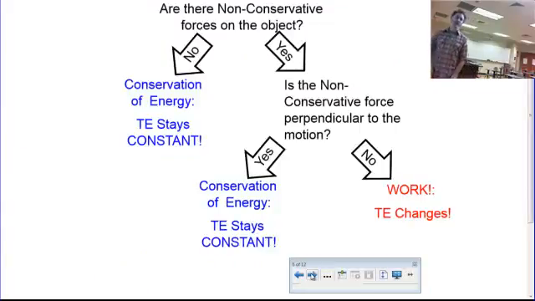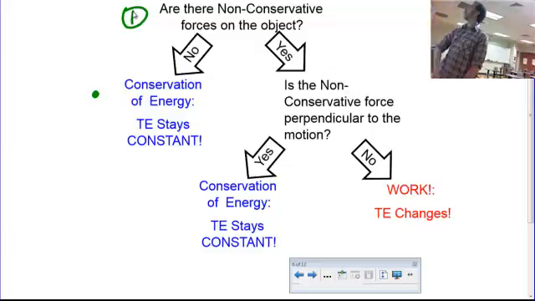So how do we, when we're given a problem, decide whether it's a conservation of energy problem or a work problem? Well, I put together this little flow chart that'll hopefully help you figure it out. You're going to ask yourself two questions. Question number one: are there non-conservative forces on the object? If the answer is no, then it's a conservation of energy problem, which means your total energy is going to stay constant.